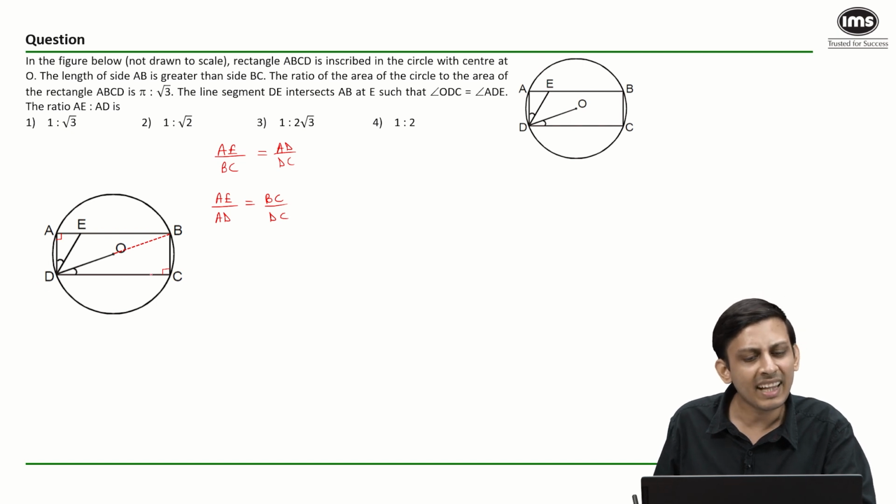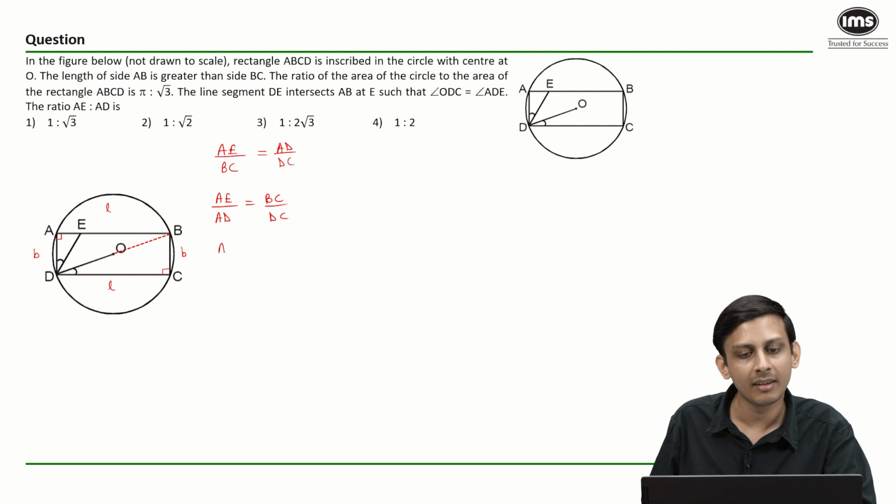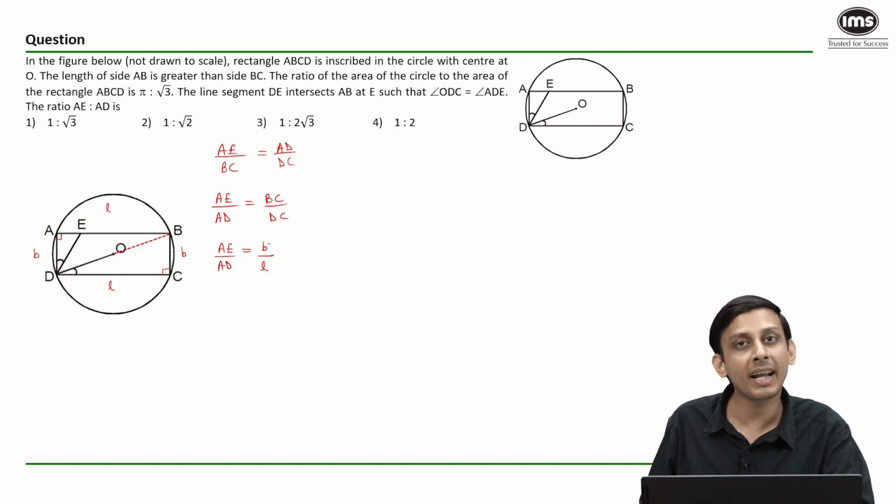Now, let us take the length of the rectangle to be L, and the breadth of the rectangle to be B. So DC will be L, AB will also be L, BC will be B, AD will also be B. So BC by DC will become B by L. So we will get AE by AD equal to B by L. That is what we have to find, the ratio of breadth to the length. Now, how do we do that?